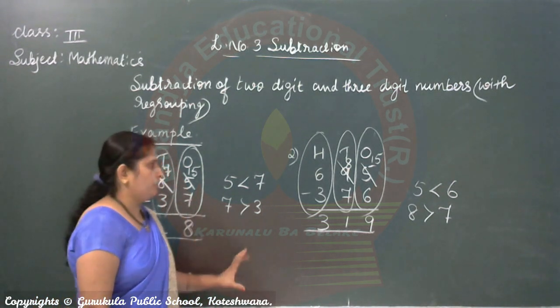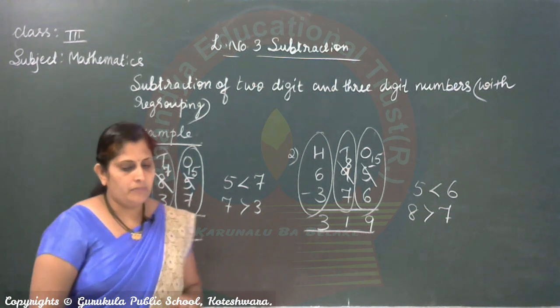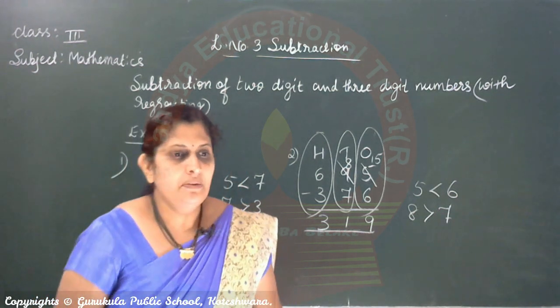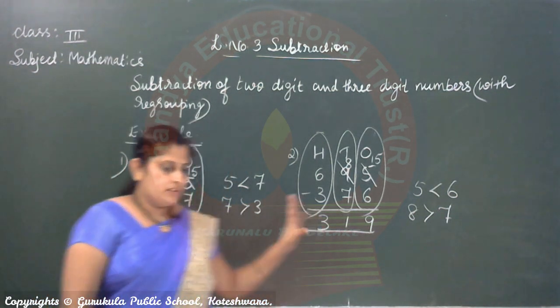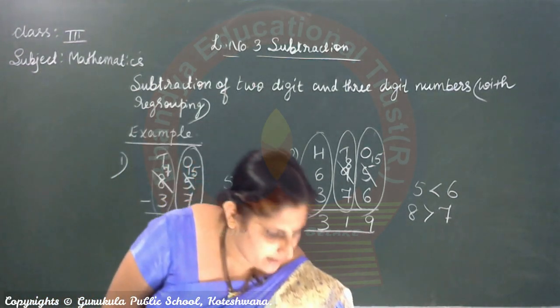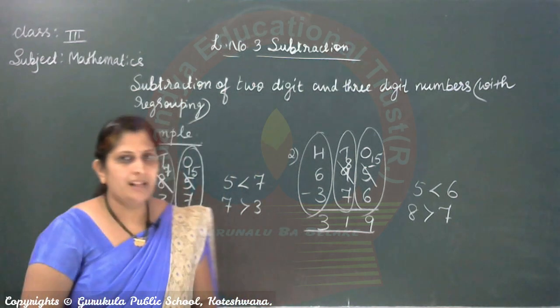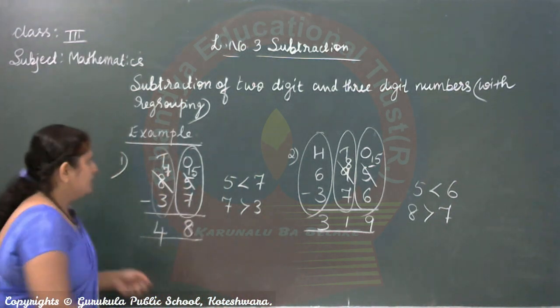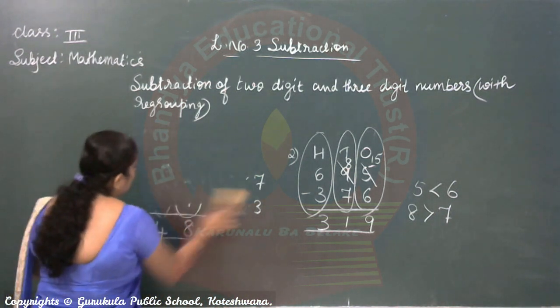In this way, we have to subtract 2-digit and 3-digit numbers with regrouping. With regrouping means we have to borrow some numbers wherever it is necessary. So now we can go through exercise 3.2. We can see some of the problems of exercise 3.2.